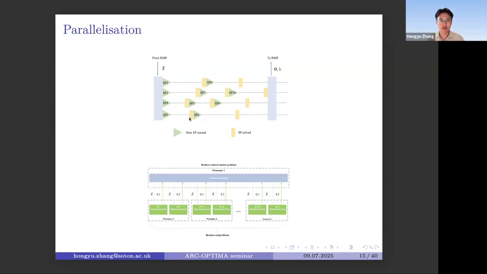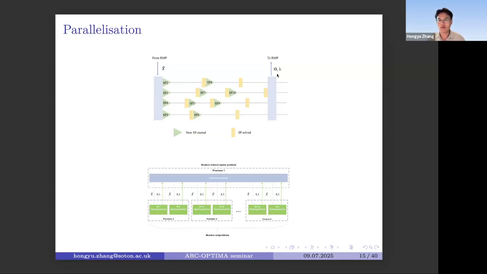In this case, we have 4 threads, and then we solve SP 2, SP 4, SP 1, SP 3 first in these 4 threads, and then they probably will have different solution times, and once a thread is free, we will solve the next subproblem, and so on and so forth, and then we will send back the theta.